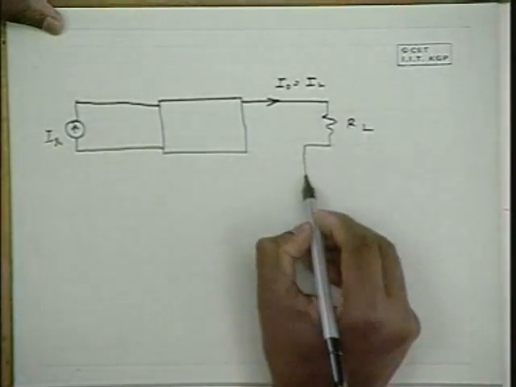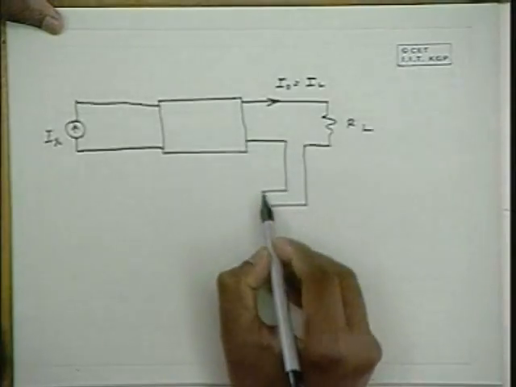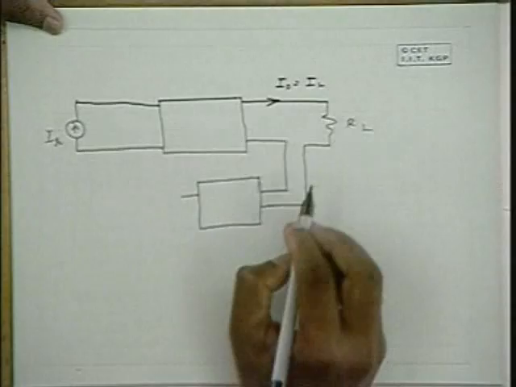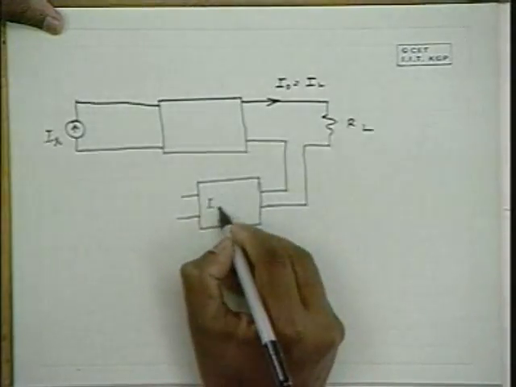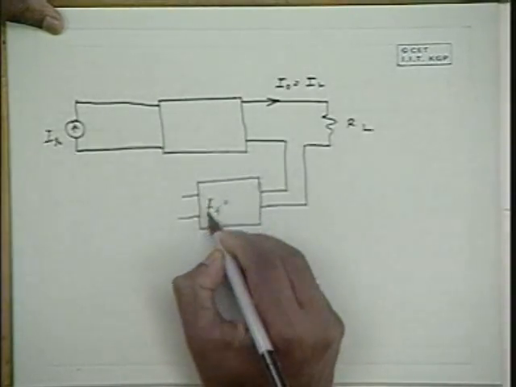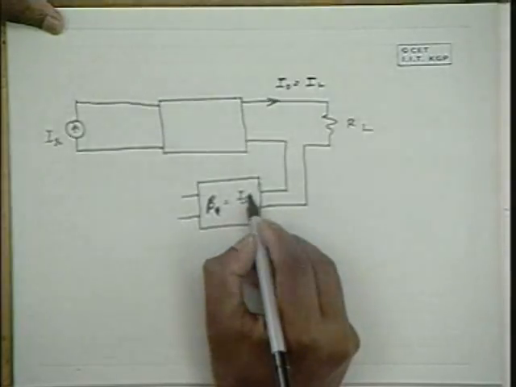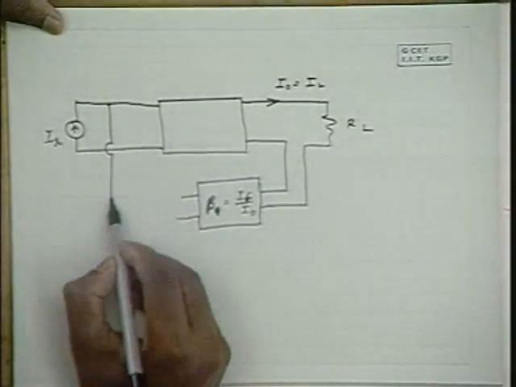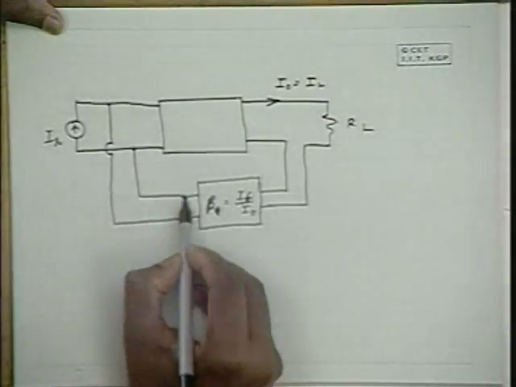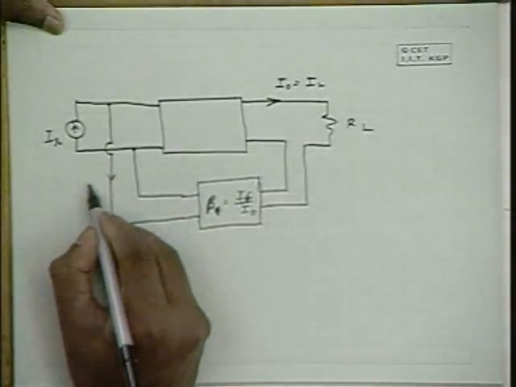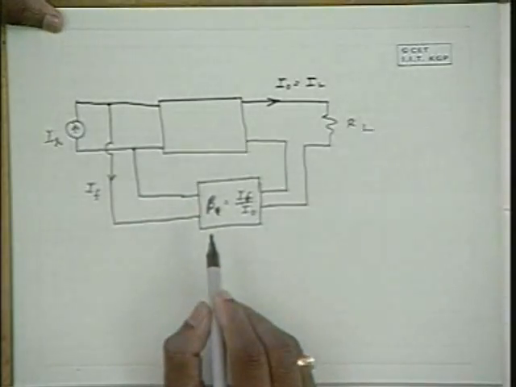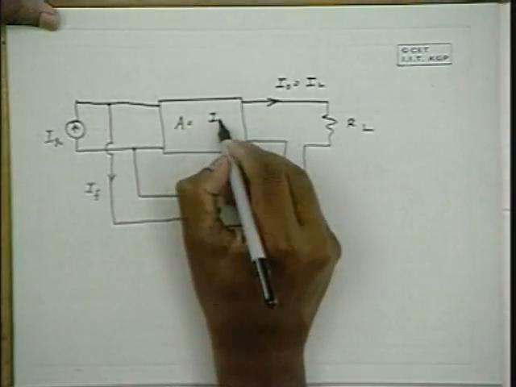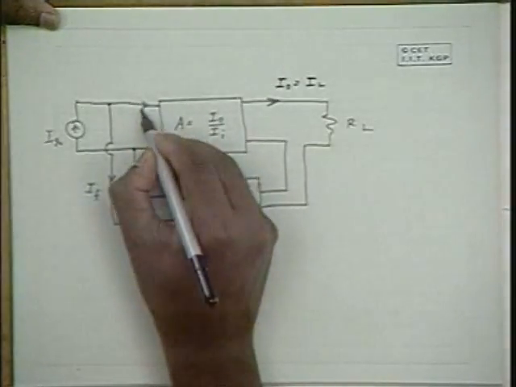Now we make the current pass through the feedback network to obtain a current which is proportional to the output current I naught as the feedback current. And apply this current in the opposite direction to the input. So that means we force some current to go out of Is into the feedback network, and this current is proportional to the output current. And since this is a current amplifier, its gain is I naught to Ii, where this is Ii.